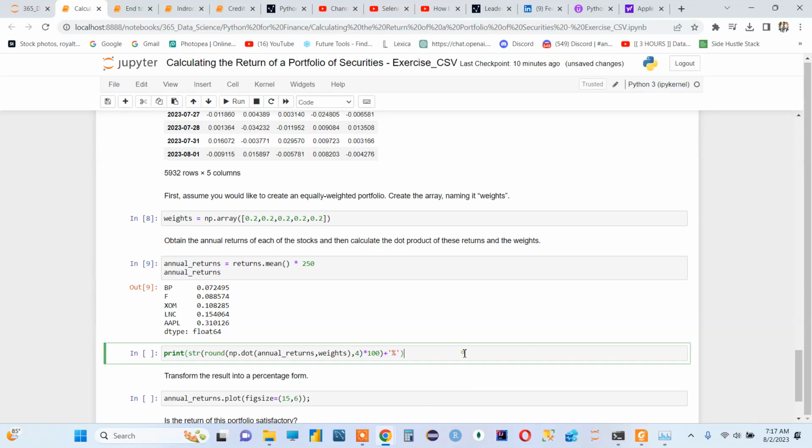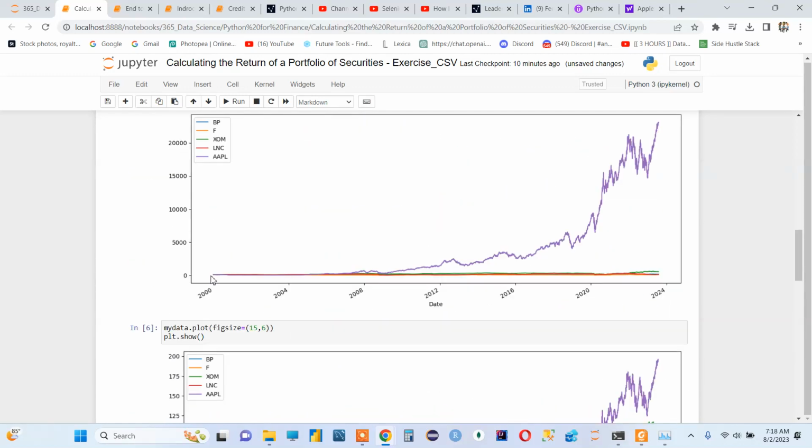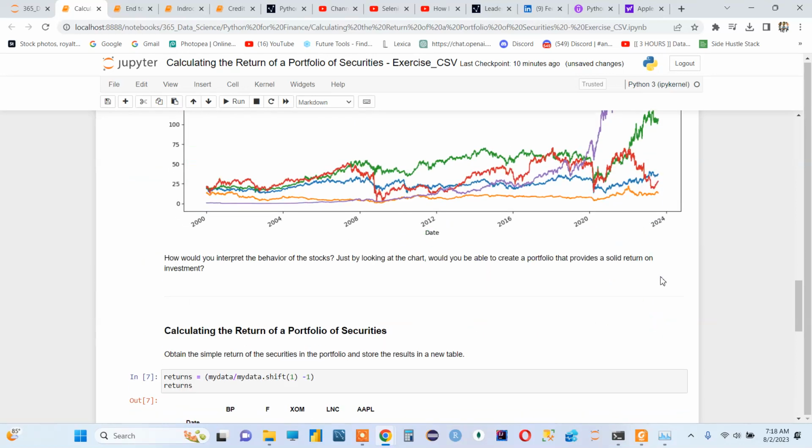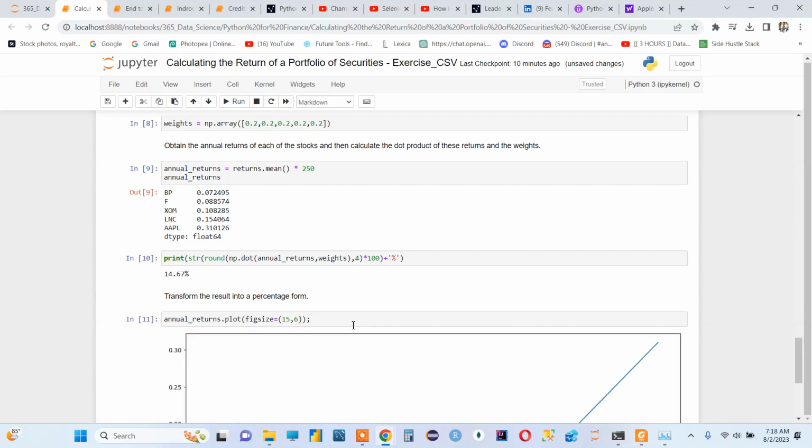Now we will put it in percentage form. This is the individual performance. Now we will take the average return of these five stocks for our portfolio. So this is the portfolio return, that is 14.67. All right, this is what it indicates: if we had bought the stock in 2000, as of 1st August 2023 our portfolio would have given us 14.67% annually. Let us plot our portfolio return and see how it looks.